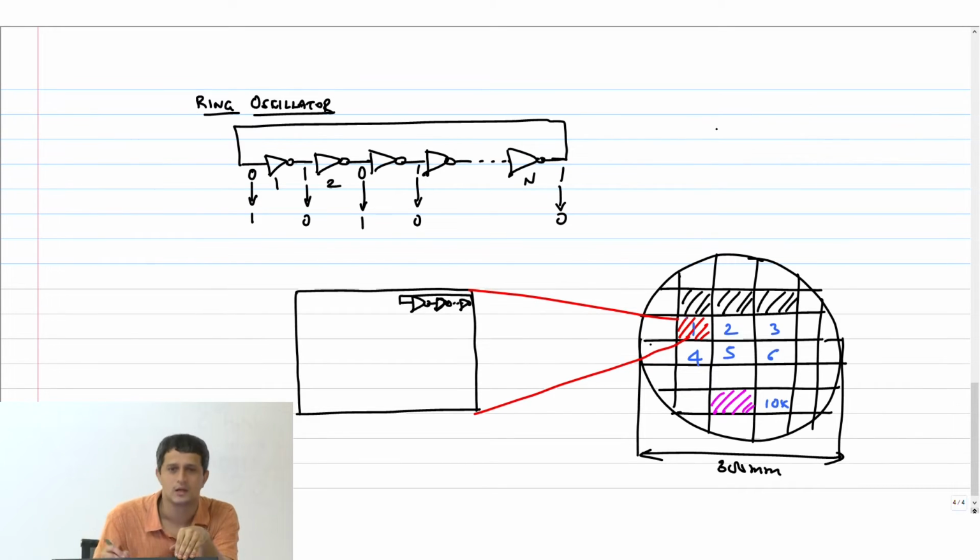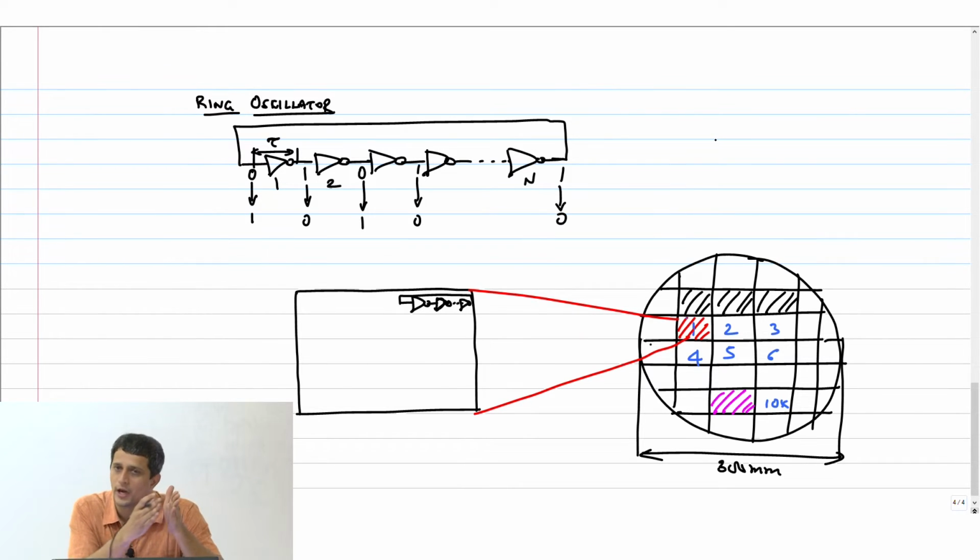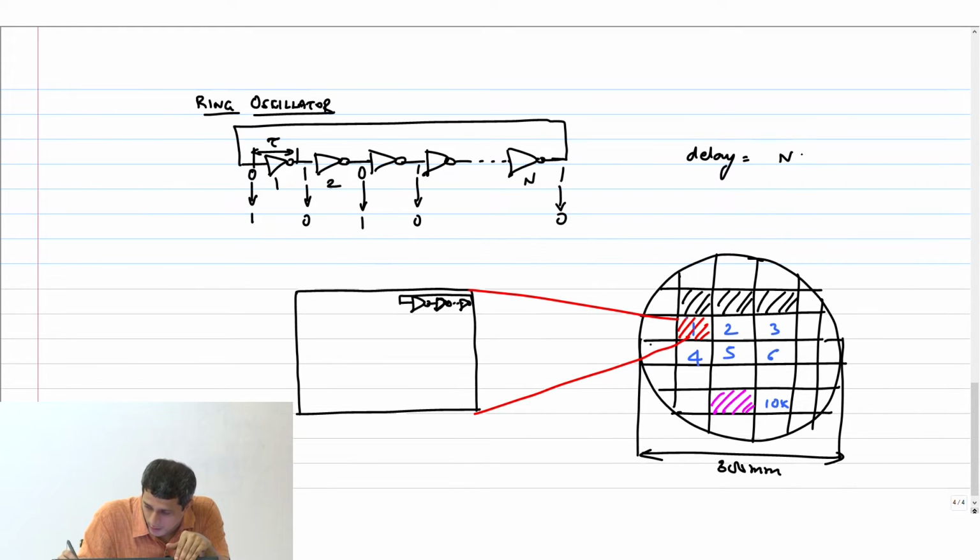Let's assume that the delay across each inverter is tau. So what is the delay for the 0 to propagate across all inverters? N tau, right? N tau. Now, what is the frequency of operation? 1 by 2 n tau, because now that 0 has to become 1, 1 has to become 0, right?